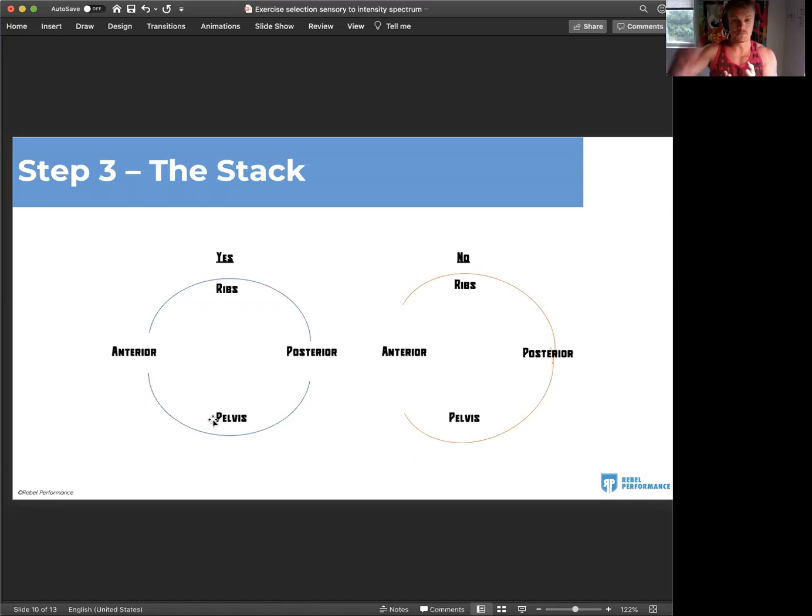Nice stack position, right? That's what you see on the left. Anterior side, posterior side, ribs on top, pelvis on bottom, nice stack position. What you see a lot of people do most of the time is this position over here, right, where the mouth opens and I'm kind of open on the front, anteriorly, and I'm more closed off posteriorly. A little bit more open on the front anteriorly.